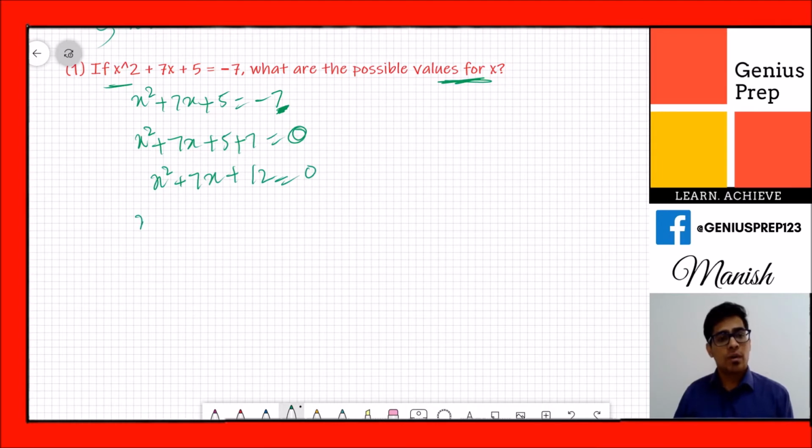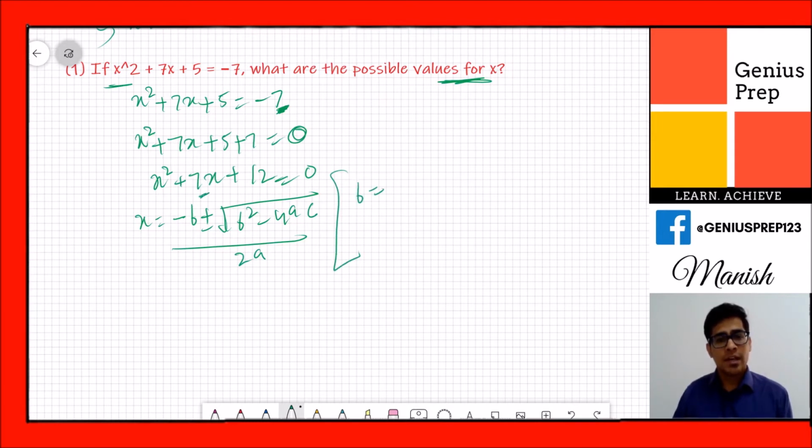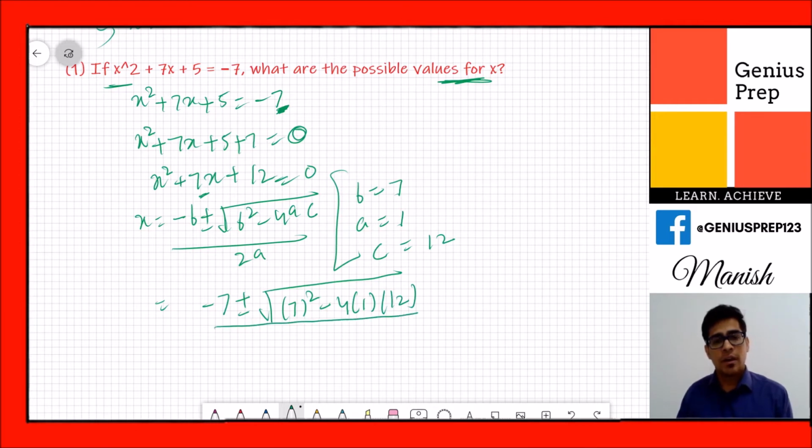Now we will use that formula. The value of x will be minus b plus minus root of b square minus 4ac, divided by 2a. Here b will be 7, a will be 1, c will be 12. Now we put in these values: minus 7 plus minus root of 7 square minus 4 times 1 times 12, divided by 2 times 1. Now you further solve this equation.